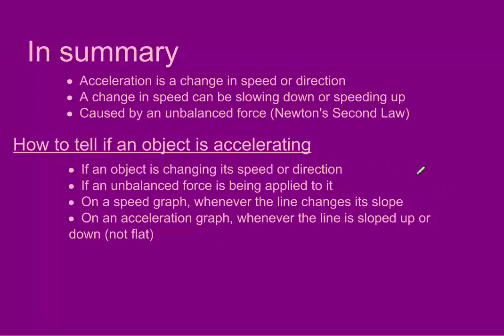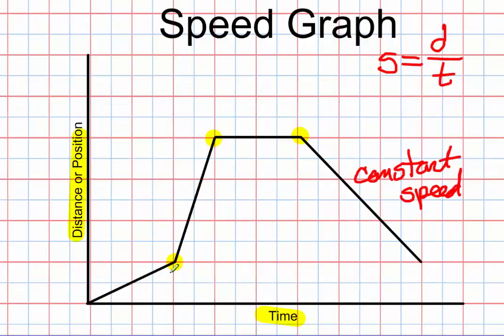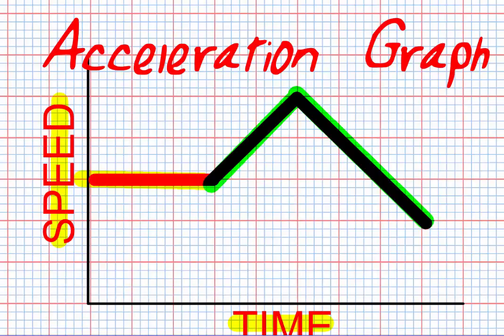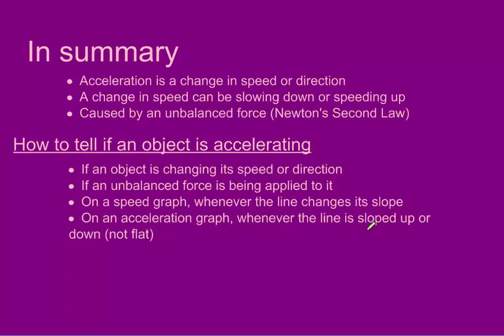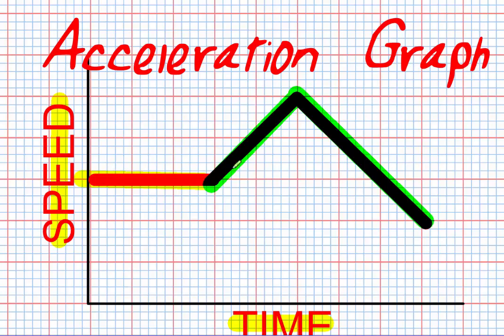If an object is changing its speed or direction, it's accelerating, which means that if a car is turning left but keeps its speed the same, it's still accelerating because there's a change in direction. If an unbalanced force is being applied to it, we know, because of Newton's second law, the object is accelerating. On a speed graph, whenever the line changes its slope, it's accelerating. And on an acceleration graph, as long as the line is sloped up or sloped down, not flat, it means the speed is changing, so it's accelerating.